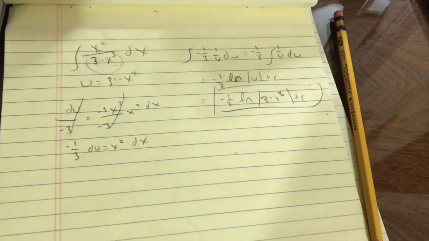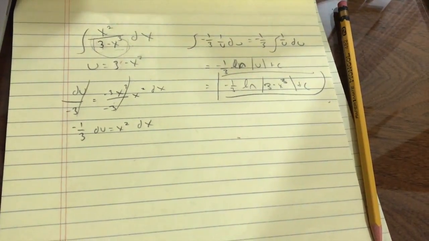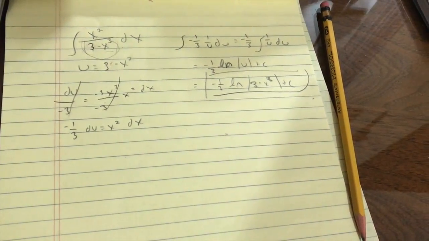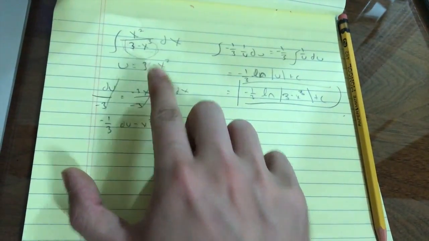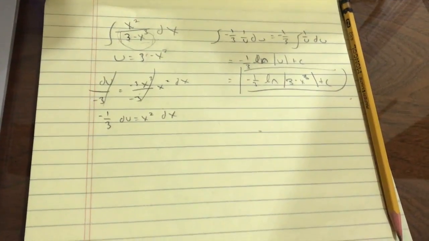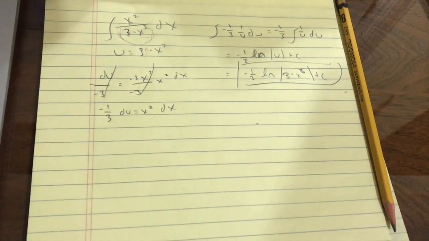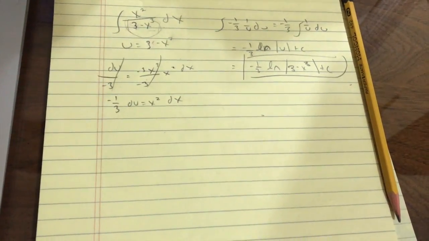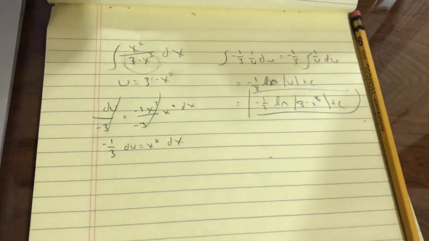So in this case, 3 minus x cubed would be inside the parentheses, and that means that 3 minus x cubed would be my u here. Then now that I have the u, I need to find the du, and when you take the derivative, the derivative of 3 is 0, and the derivative of negative x cubed is negative 3x squared dx, as you can see there.